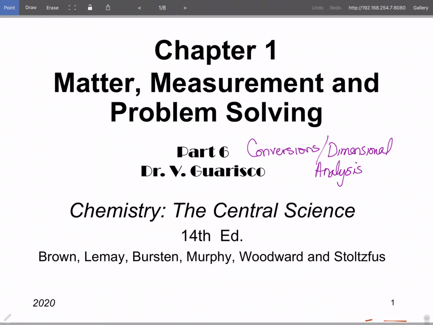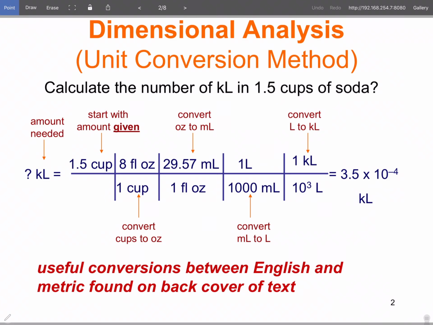This is conversions and dimensional analysis. So we're going to go back and revisit our conversions and actually work problems with them. The process we're going to use is something called dimensional analysis or the unit conversion method. There are a variety of ways to work problems.